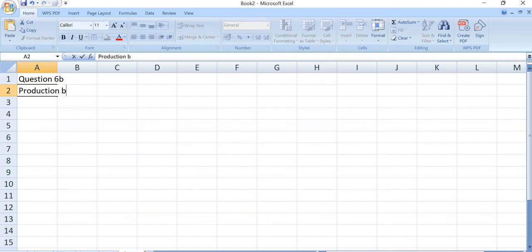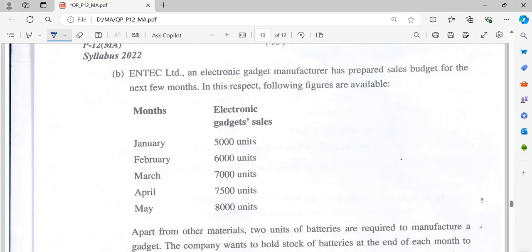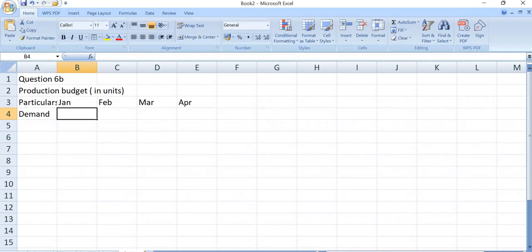Production budget in units. This is required for Jan, Feb, March and April. So the demand, the estimated demand, is 5,000, 6,000, 7,000, 7,500.